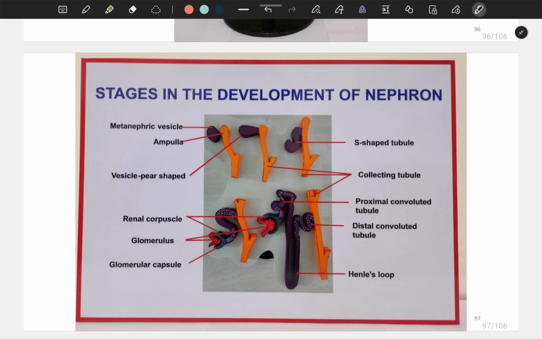So first there will be a cap shape, and then it will turn to the vesicle shape. Okay, now this vesicle shape turns to the S-shaped tubule, which gives rise to the glomerulus and Bowman's capsule. This is Bowman's capsule.